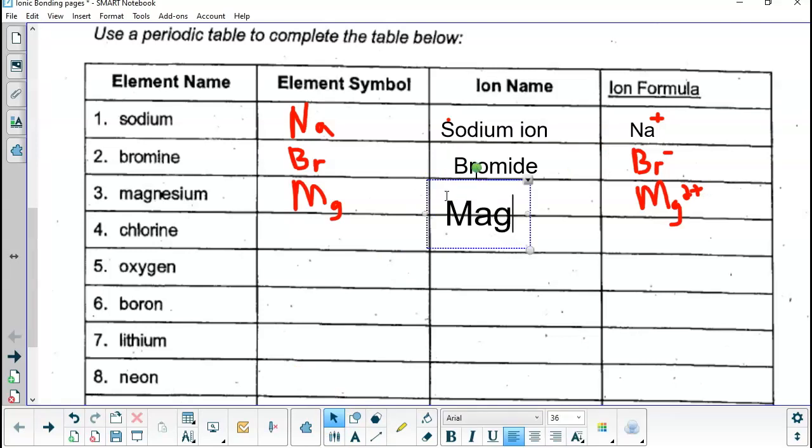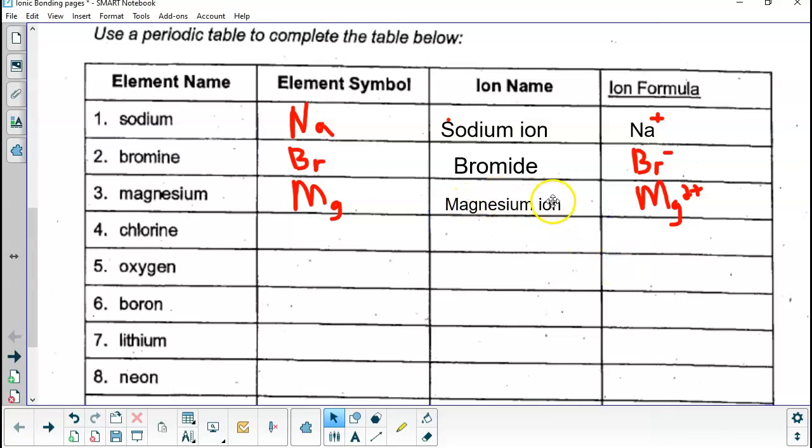And then my name, magnesium. And it's a positive, it's a metal, so I'm going to just write magnesium like normal and add the word ion to the end. Okay, so anything that has a positive charge, you're going to write ion. The negatives have to have the IDE ending.